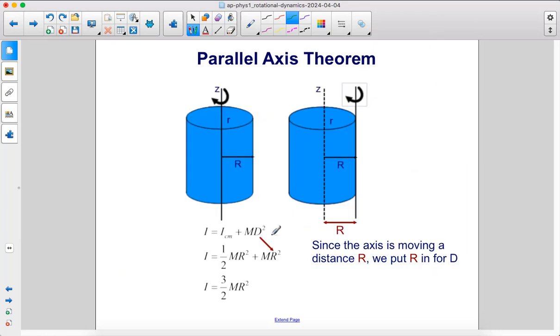We start with the parallel axis theorem. We put the original moment of inertia through the center of mass here, and we add md squared. But instead of d, we put the distance that the axis is moving. So it's going from here to here, which is a distance of capital R. So we replace that d with capital R, and then we simplify.